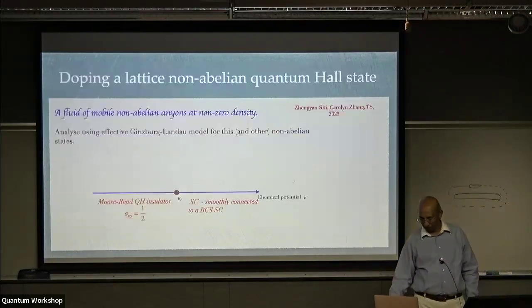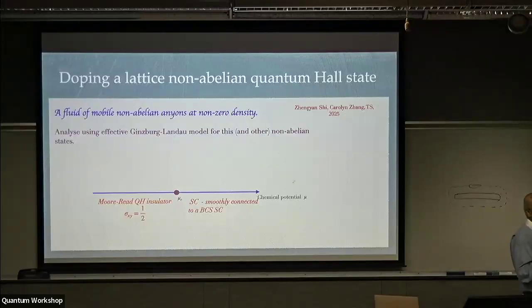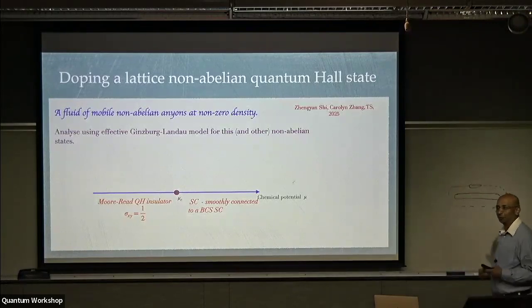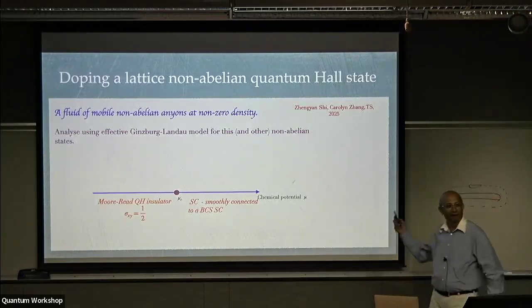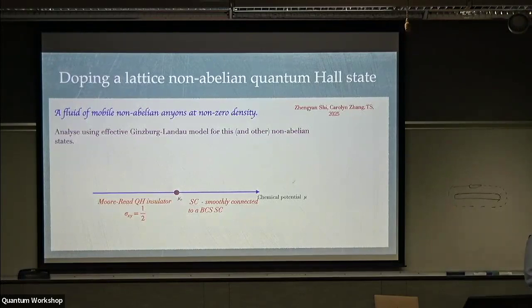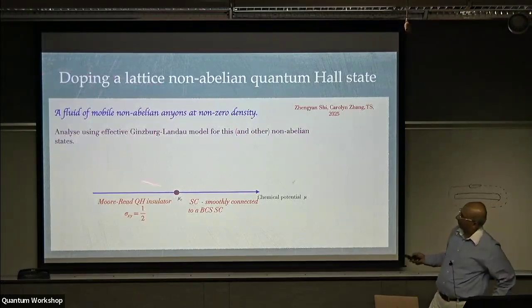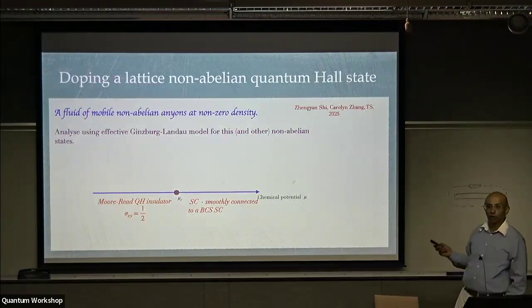So then you have a fluid of a finite density of mobile non-abelian anyons. How exotic can you get, right? But this, I think, may be around the corner. I'm assuming June will, in a year, find non-abelian quantum Hall states on the lattice, and then we'll have a lot of fun studying this problem. So it turns out that you can write down Ginzburg-Landau models for these non-abelian states.